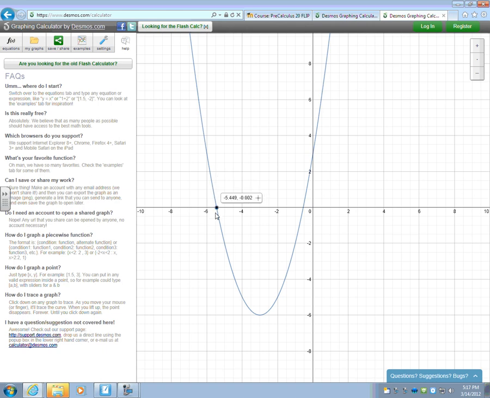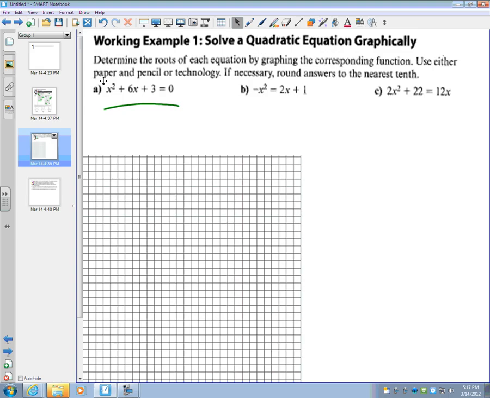I want this exact point. There it is. Negative 5.4 is how I'd round that one. And I also want to know what it is over here. I'm clicking and dragging. Negative 0.6 is what I would say that is. So those are my solutions to this beautiful quadratic equation.